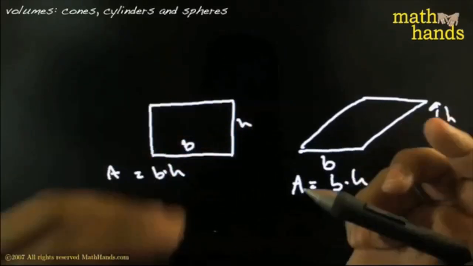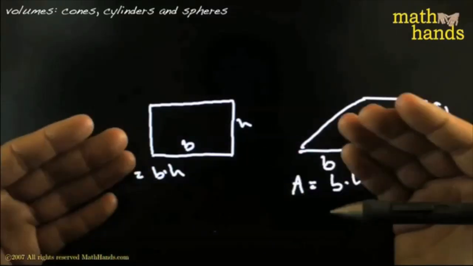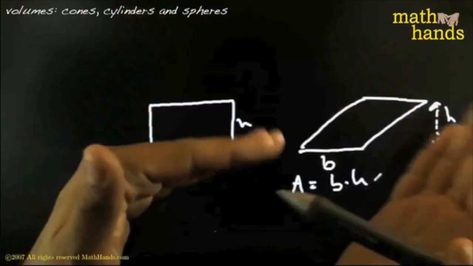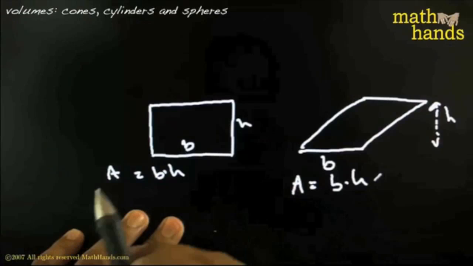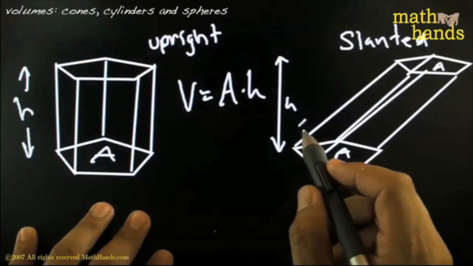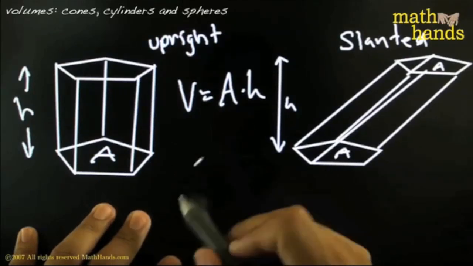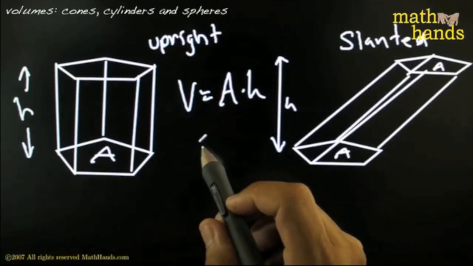So this would not be from the volumes chapter, but from the area chapter. Another example where you can see that slanting things does not change the area in this case. Same thing for volumes. Slanting shapes does not change volume.